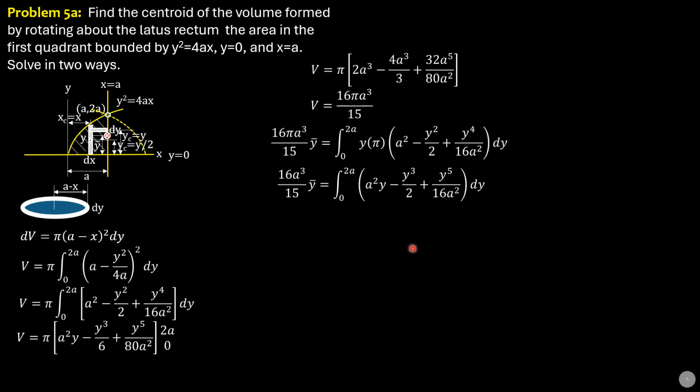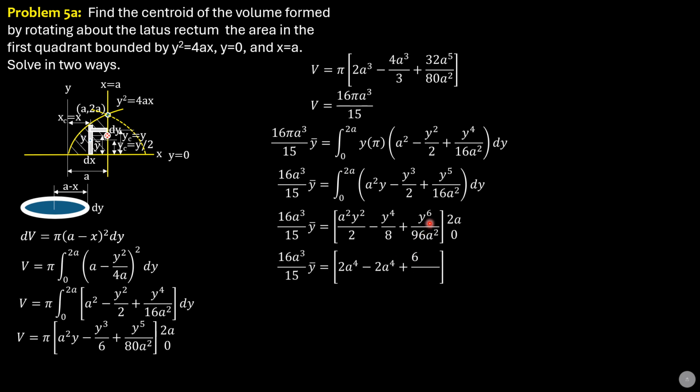So by power formula, 16 a cube over 15 barred y equals first quantity would be a square y square over 2 minus y to the fourth over 8 plus y to the 6th over 96 a square, 0 to 2a. Then substituting for y, 2a, lower limit, don't mind 0. So this is 4a to the fourth over 2. So that's 2a to the fourth, first term. Then 2a to the fourth over 8 is also 2a to the fourth. And the last is 64a to the 6th over 96a square.